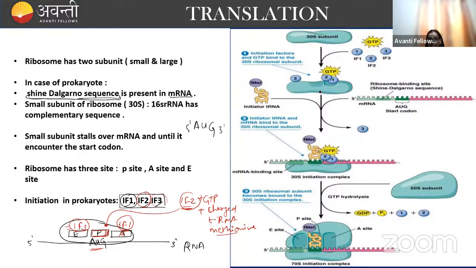Now you can see this. Once this IF2 is bound, this IF3 will get released. When it is released, the large subunit of the ribosome can bind to the small subunit and a complete ribosome will be formed. Once this complete ribosome is formed, the GTP associated with IF2 gets hydrolyzed. Once it gets hydrolyzed, IF1 and IF2 will also get released. Now the process of elongation will take place.